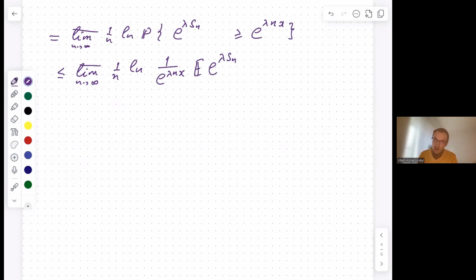And now we can compute the expectation. First of all, we can separate that. So you see here the product of two numbers, and you have a logarithm. Therefore, you can rewrite the logarithm as a sum. So let me do that.